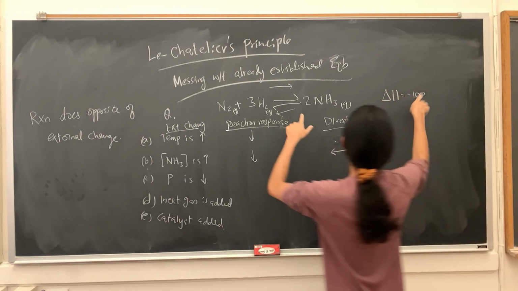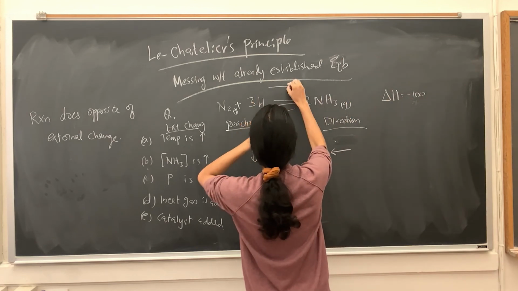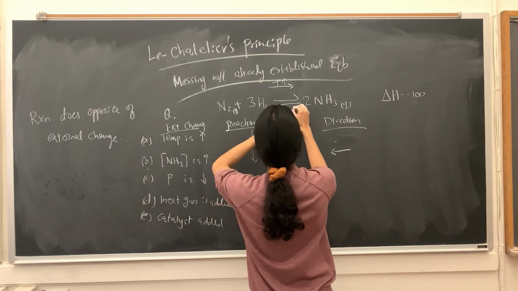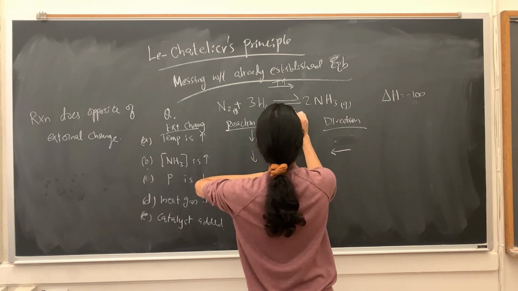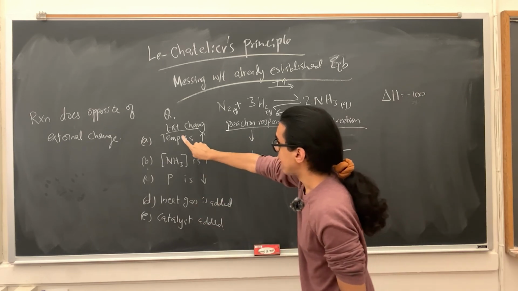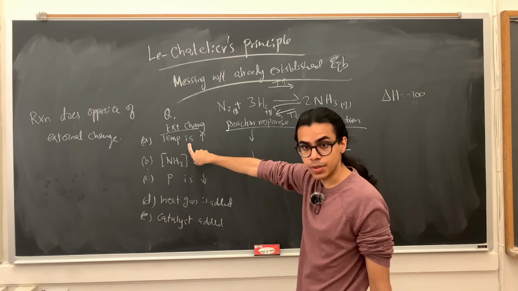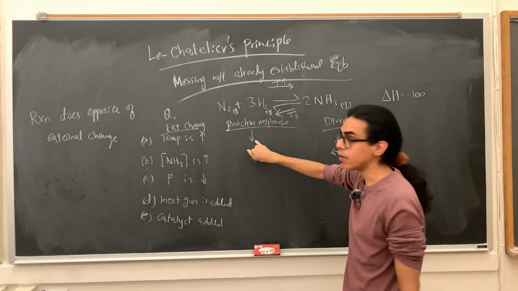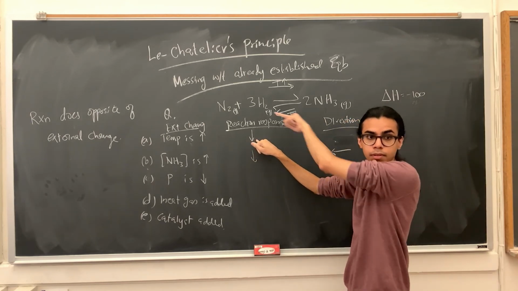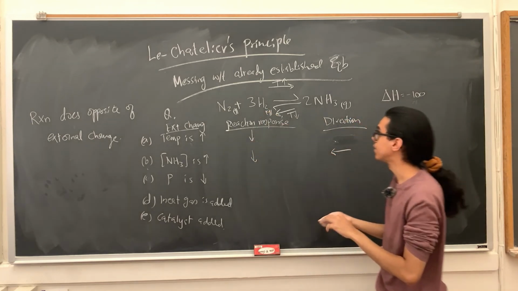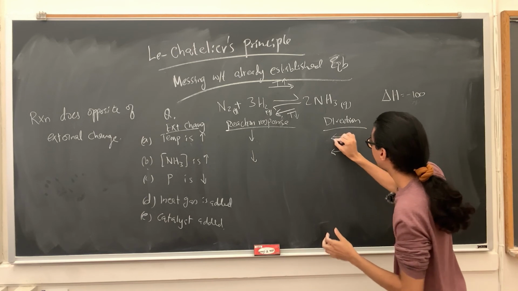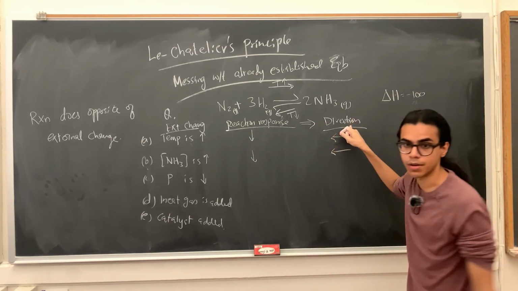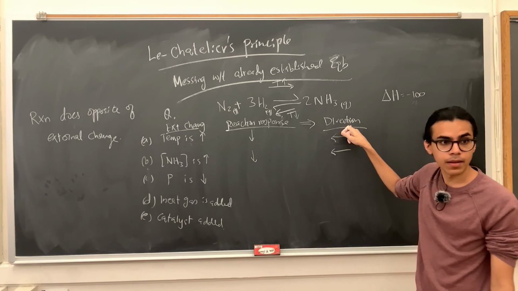So what this is saying is that going to the right, your temperature increases because the reaction is exothermic, which means going to the left would decrease your temperature. External change, temperature is increased. Reaction will respond by decreasing temperature, which happens if you move to the left. So the reaction's response determines the direction.